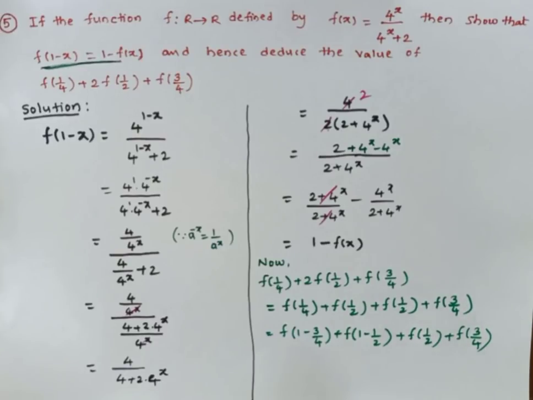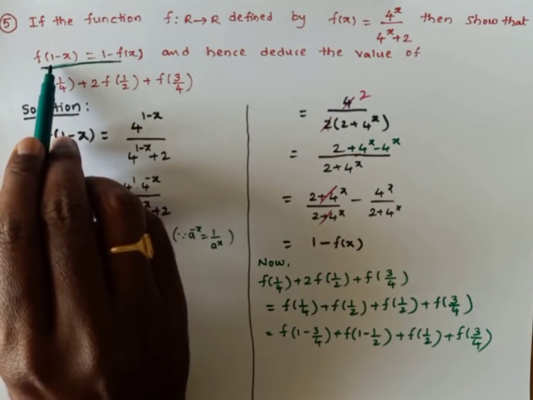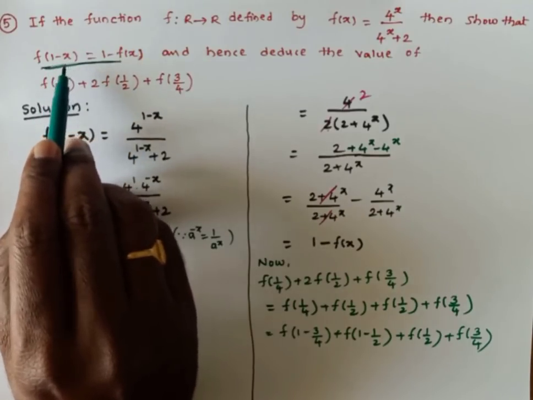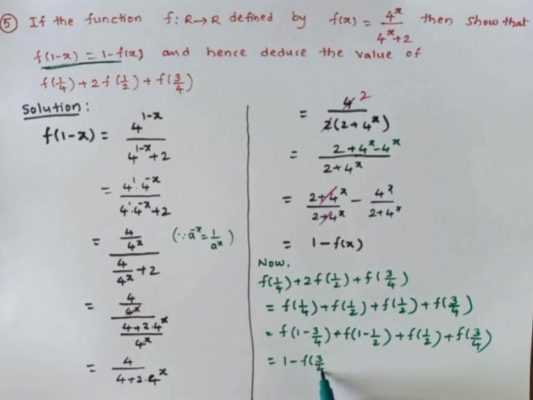Now see, observe the first two terms. This is in the form of f of 1 minus x, right? f of 1 minus x means 1 minus f of x. You can use this relation. If anything is in the form of f of 1 minus x, we can express it as 1 minus f of x. So here I am writing f of 1 minus x as 1 minus f of x form, meaning 3 by 4 is x, so this is f of 3 by 4.